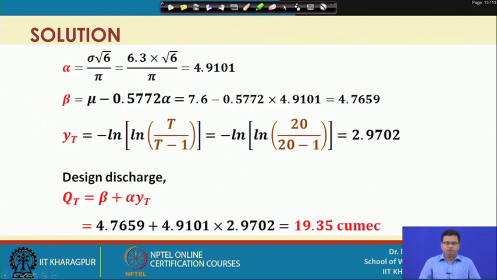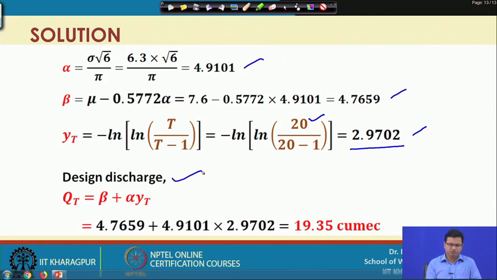So, here the values of alpha is computed as 4.9101, beta is computed as 4.7659, y t is estimated as 2.9702 because t is 20. So, by using these three values alpha, beta and y t, I can estimate my design discharge which is equal to beta plus alpha y t. So, that I am getting as 19.35 qmec. So, this 19.35 qmec is my design discharge.